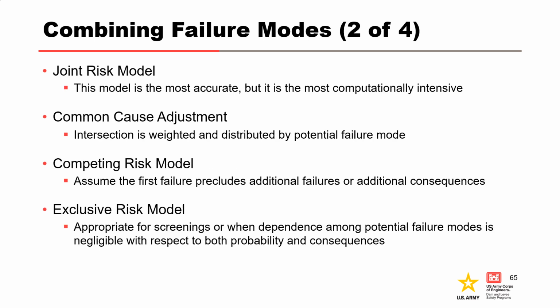There are several options available for combining risk. The joint risk model is the most accurate, but is also the most computationally intensive. For the common cause adjustment, intersection events are weighted and distributed by potential failure mode. In the competing risk model, it is assumed that the first failure precludes additional failures or additional consequences. And in the exclusive risk model, dependence among potential failure modes is assumed to be negligible with respect to both probability and consequences, such that the estimates can be summed.